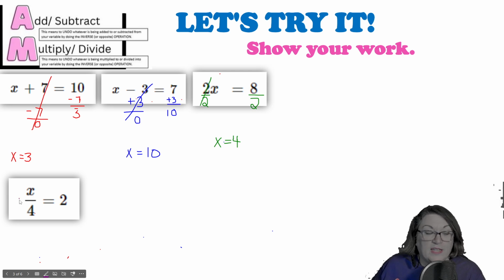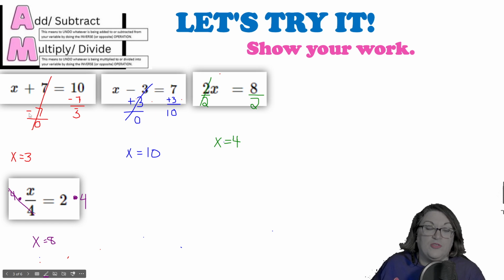This one's x divided by 4. Divided by 4. So to get that to cancel out, we're going to multiply. That's the inverse of division is multiplying. And when you multiply the number in your denominator times that same number, it will cancel both of those out, and then you're left with just the x. And then on the right side of my equation, if I multiply that times 4, I'm going to end up with x equals 8.